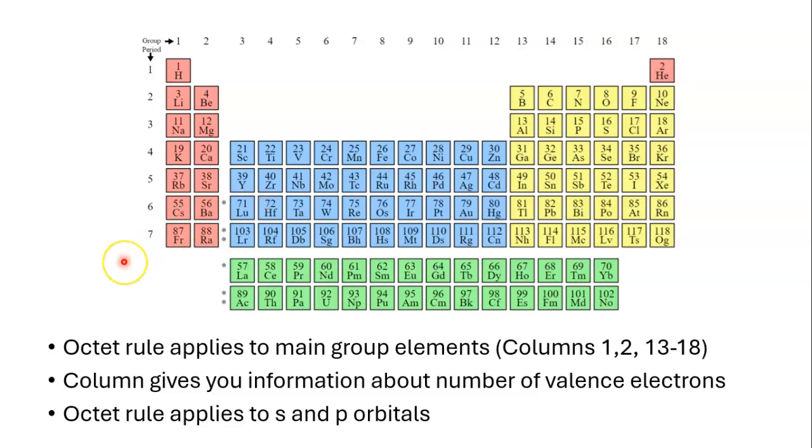So now we can look at something that has slightly more electrons. In this case, we'll look at something like calcium. Calcium, again, has an atomic number of 20, so that means it has 20 protons, so it also has 20 electrons. We see that it's in column 2, so we would predict that it would have 2 valence electrons.